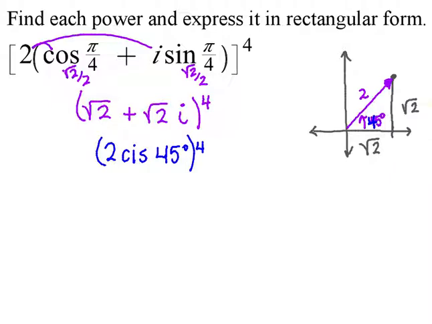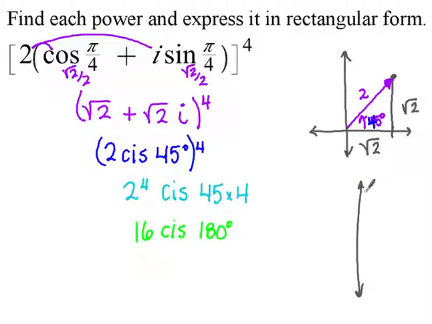Let's go ahead and apply our power. I get 2 to the 4th, cis 45 times 4. So what's 2 to the 4th? 16. Cis, what's my angle? 180 degrees. Where's the 180 degrees? On the line. So what that means is I've got a point over here, because there's 16 cis 180.